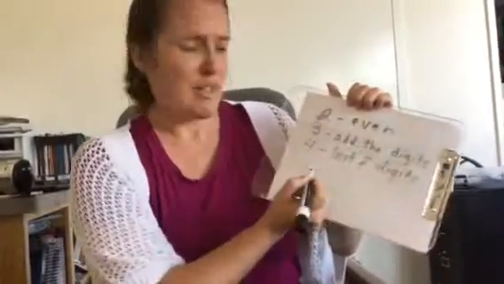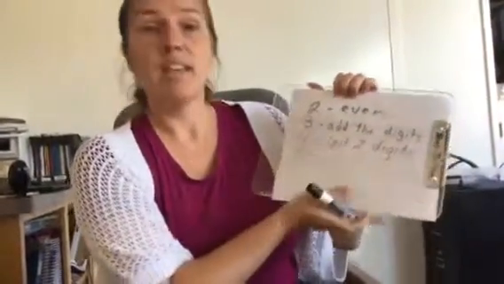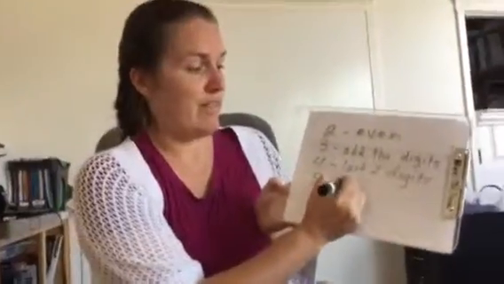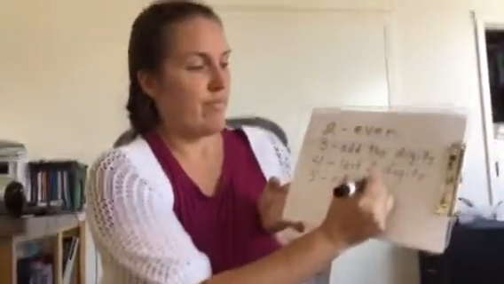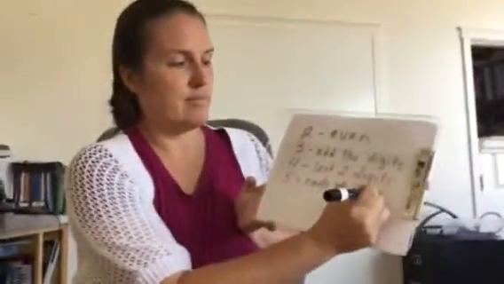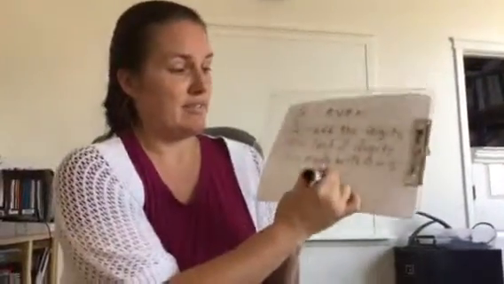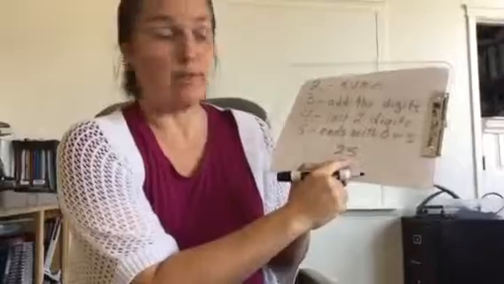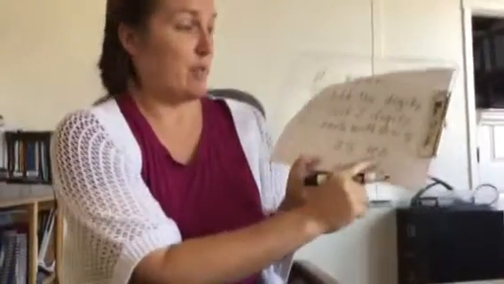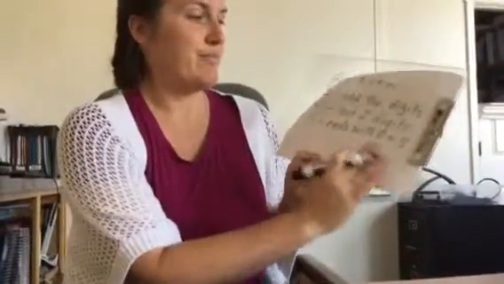How do you tell if a number is divisible by 5? If it ends with a 0 or 5. For example, the number 25 is divisible by 5. It ends with a 5. The number 40 is divisible by 5. It ends with a 0.